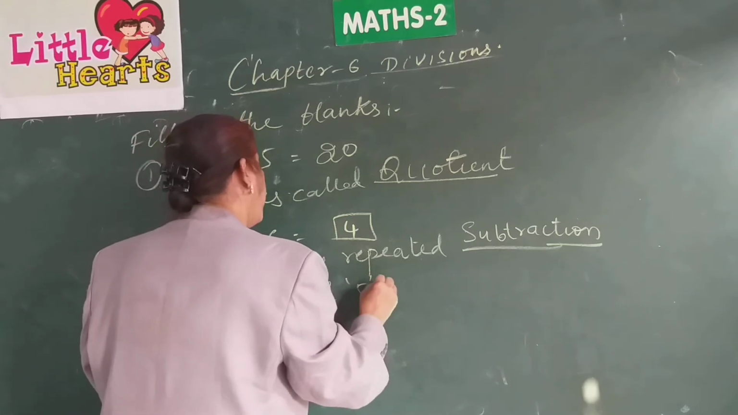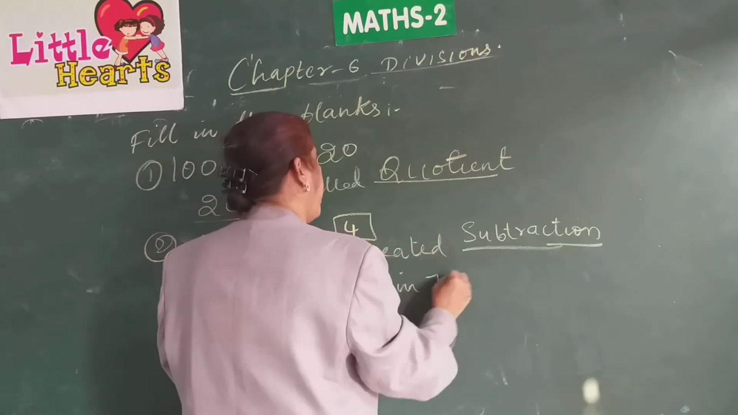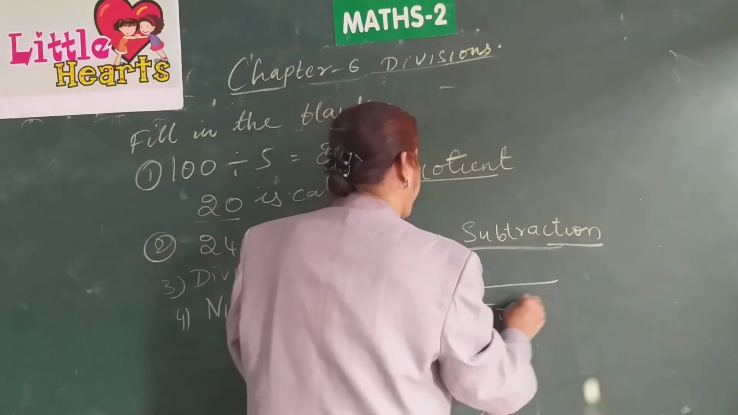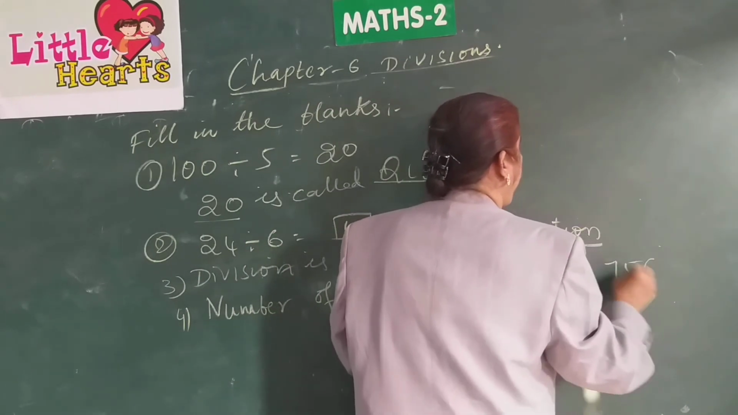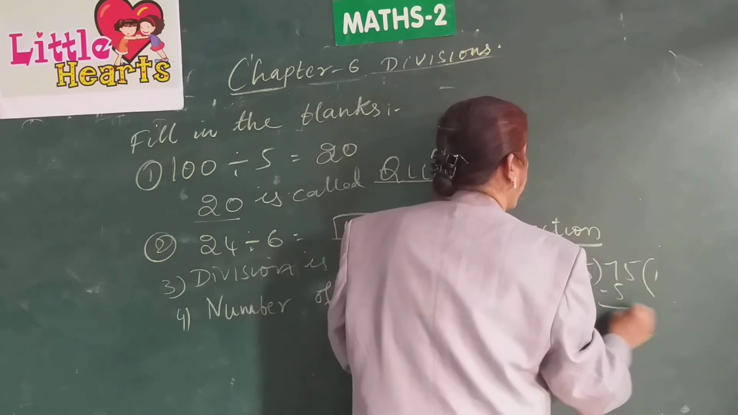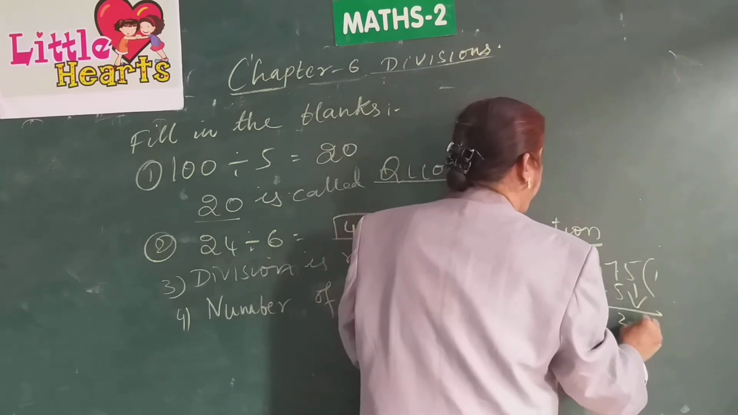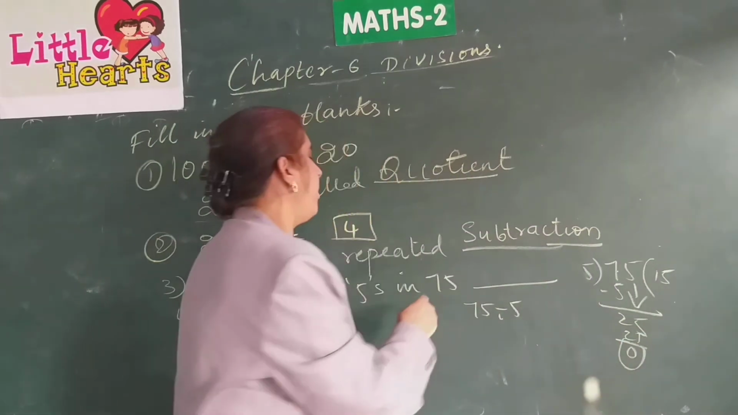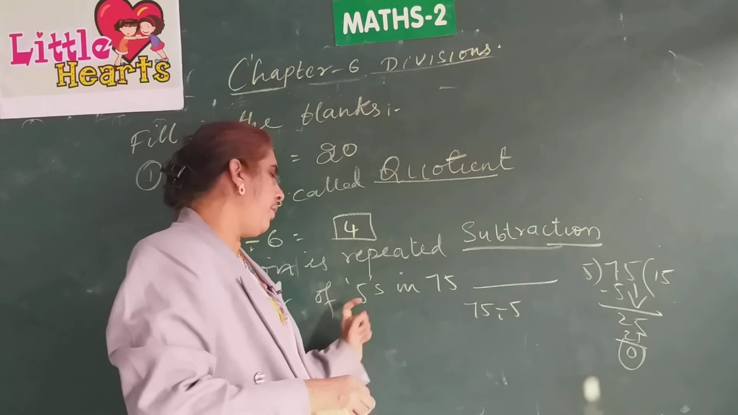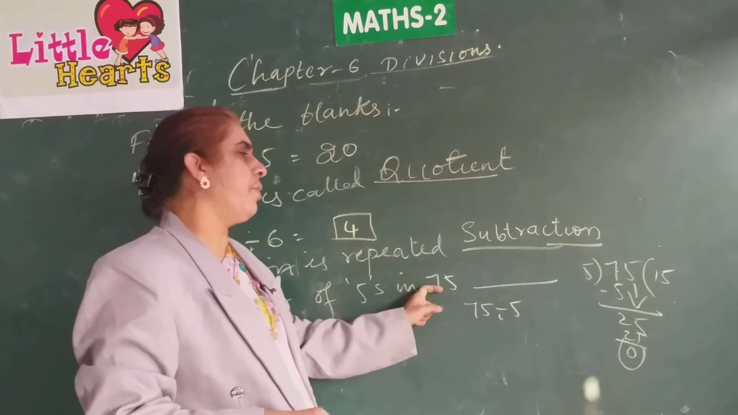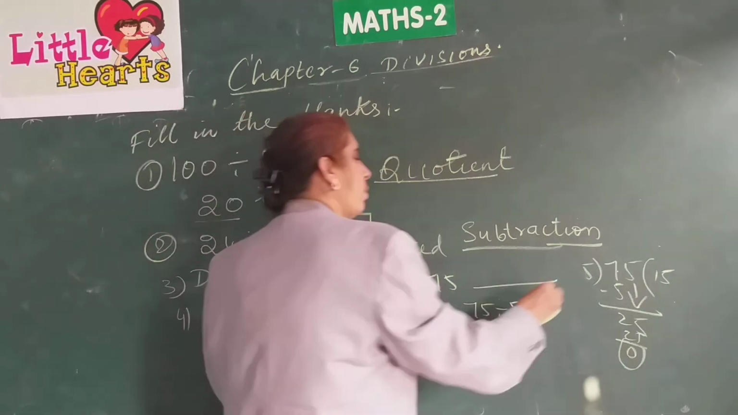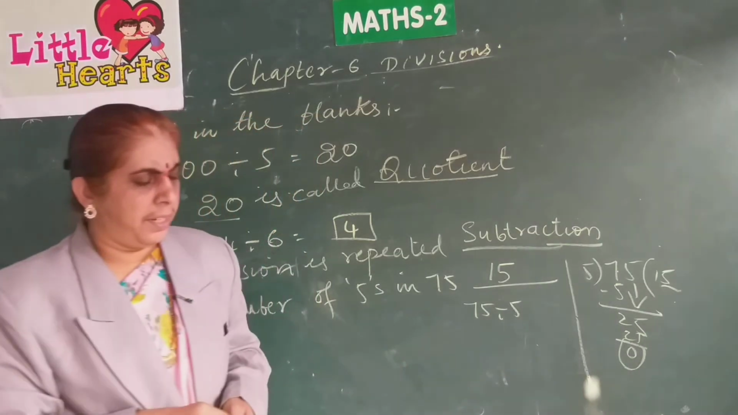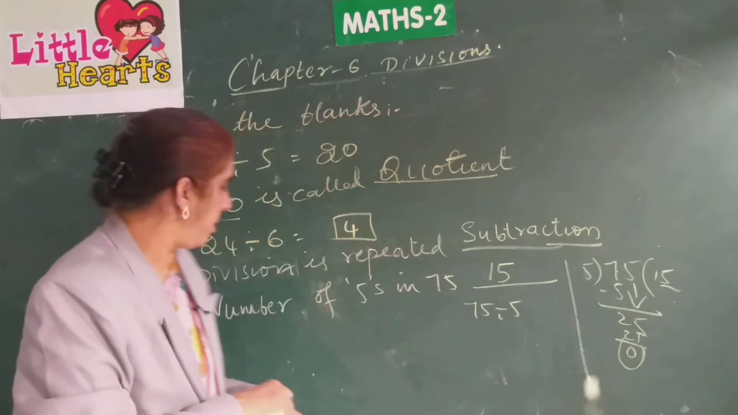Number of 5s in 75. That can be done as 75 divided by 5. 5 1s are 5. 7 minus 5, 2. Bring down 5. 5 5s are 25. Divide 75 by 5. Dividend is 75. Divisor is 5. And the quotient is 15. So there are 15 5s in 75.